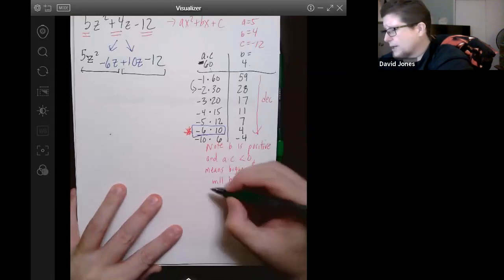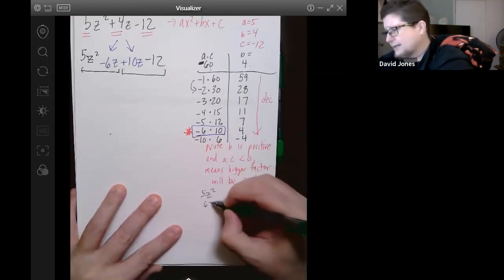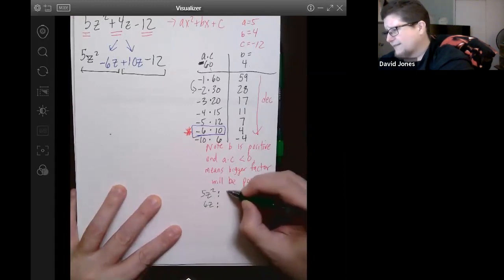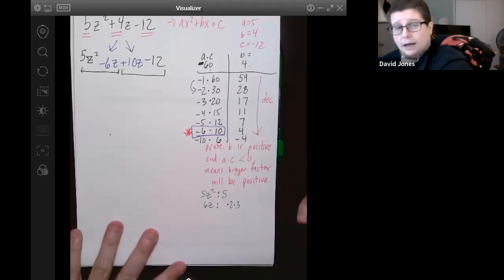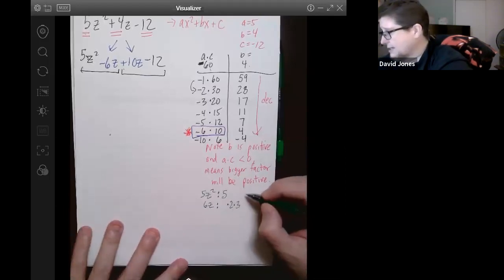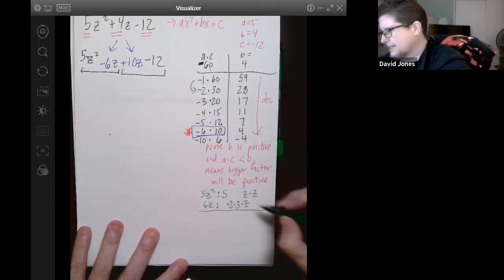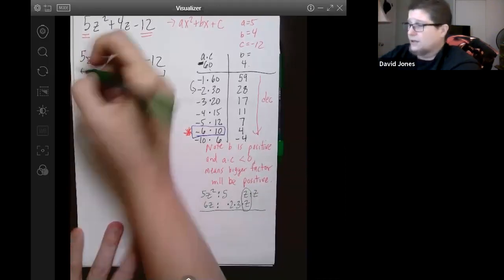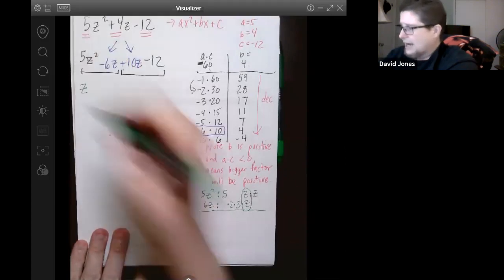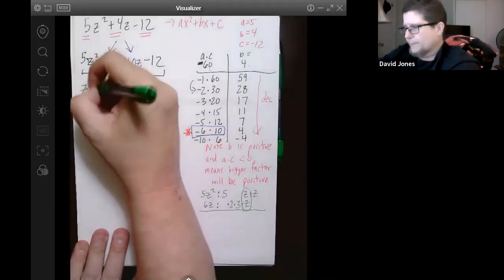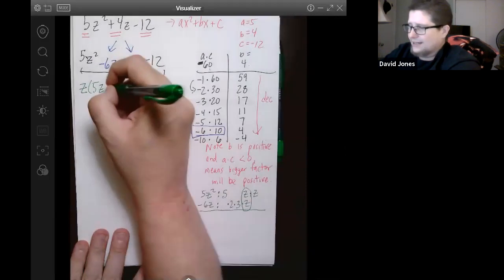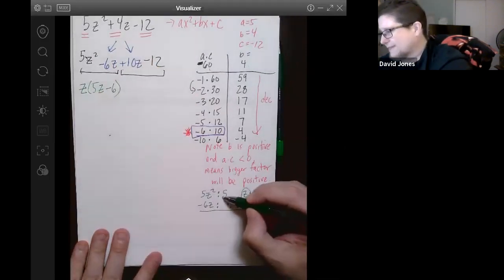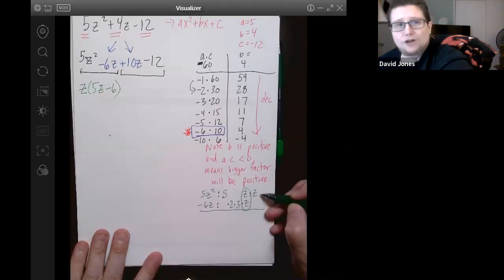So 5z squared and 6z. 5 is just 5 and 6 is 2 times 3. They don't have any numbers in common. And then we have a z times z, and this one has a z. The GCF in this column is just a z. So a z will come outside and it leaves behind a 5z. And this was a -6z, so we're going to have a -6 left over. And I'm just pulling those 5z and 6 from here, whatever's left over on my chart.